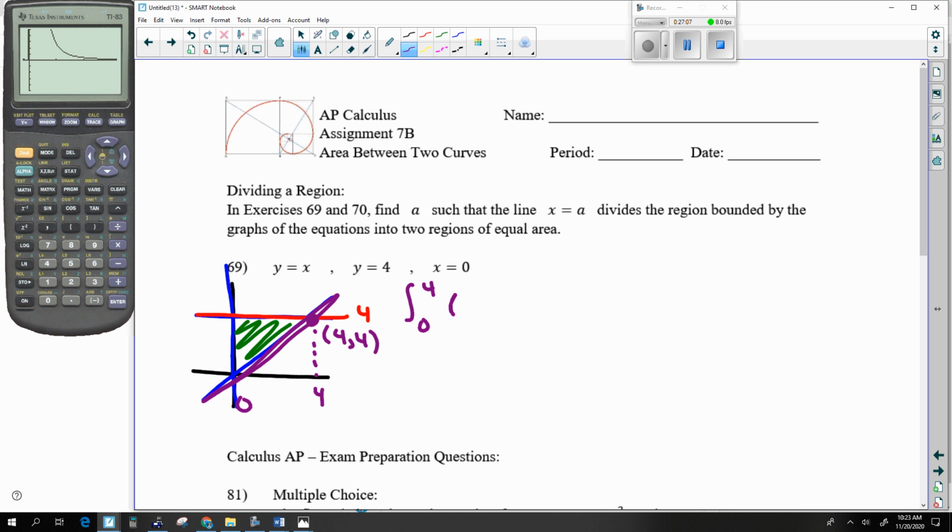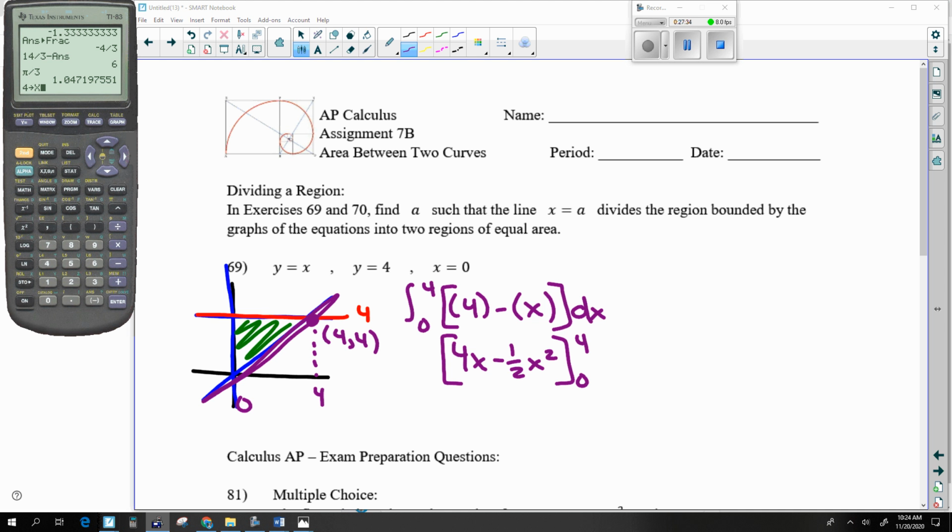0 to 4 of the top, which is 4, minus the bottom, which is the line. All right, so you have to take that into consideration. And so this is the area right here. And so this is 4x minus 1/2 x squared from 0 to 4. All right, so this area is going to be 4x minus 1/2 x squared. 8.